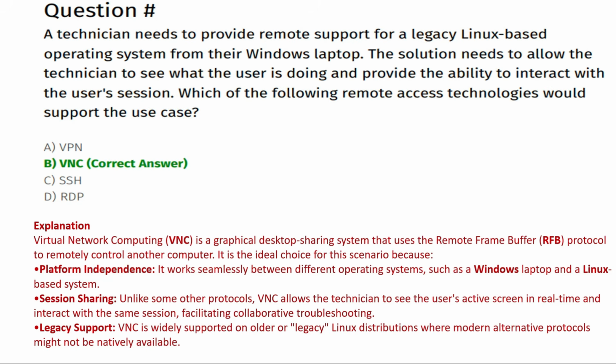And the correct answer for this question is option B, VNC, virtual network computing. So let's check the explanation for this answer. Virtual network computing, VNC, is a graphical desktop sharing system that uses the remote frame buffer, RFB, protocol to remotely control another computer. It is an ideal choice for the scenario because of platform independence: it works seamlessly between different operating systems, such as a Windows laptop and a Linux-based system.